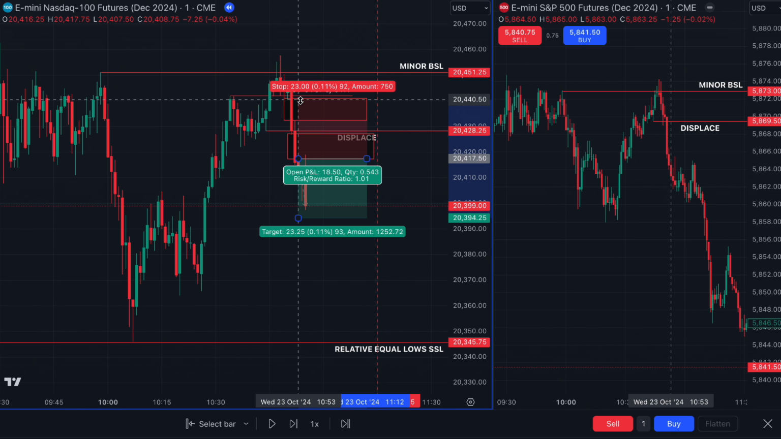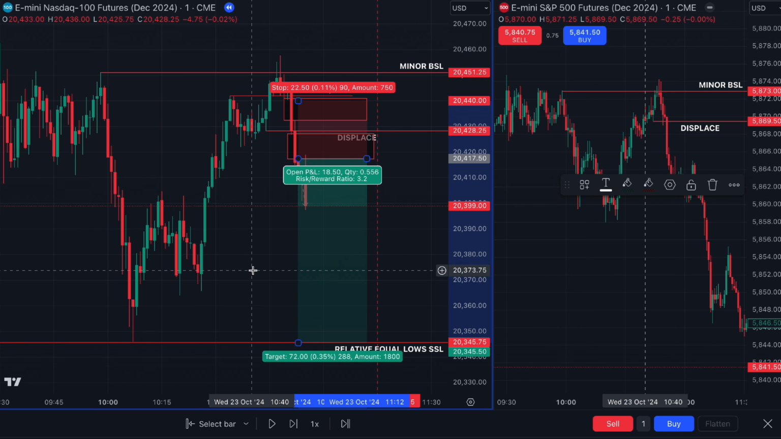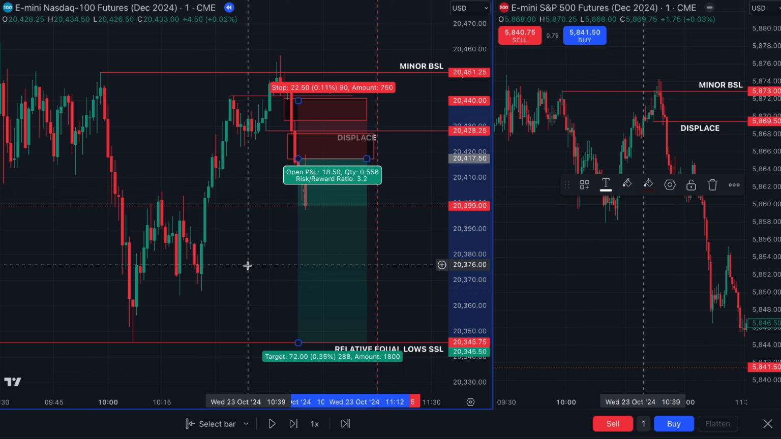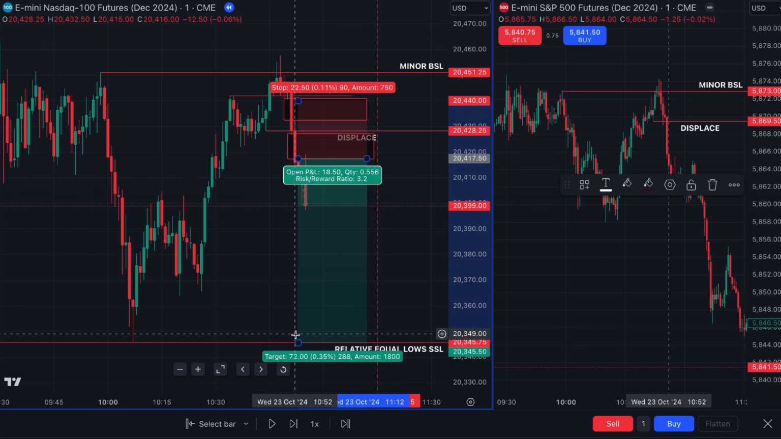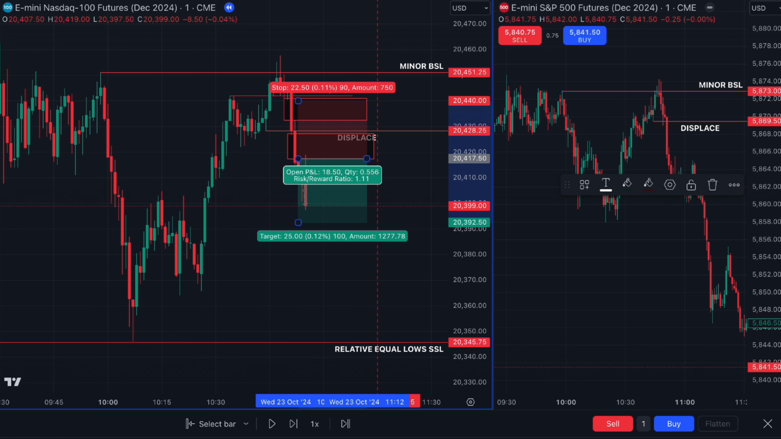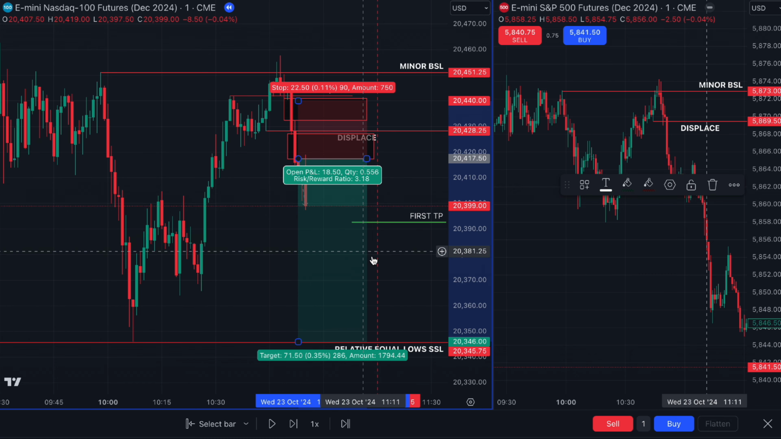bearish gap. We ran around a 22.5 handle stop, and we targeted the opposing liquidity, offering us a 1 to 3.2 risk to reward in this trade, aiming for around 72 handles for them relative equal lows. Our first TP was at 25 points, and in this instance, because this trade is only around 70 to 72 handles, we did not run a second TP.